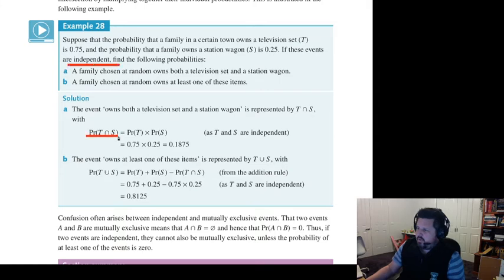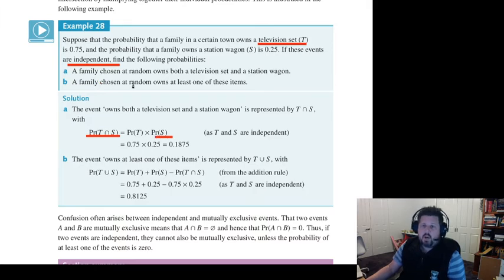We know that T intersection S, if they are independent, is the same as the probability of television, T, multiplied by the probability of station wagon, S. Because they've said that they are independent, we can run this calculation based on this rule. So the probability of T was 0.75 multiplied by the probability of station wagon, which was 0.25. It's 0.1875.